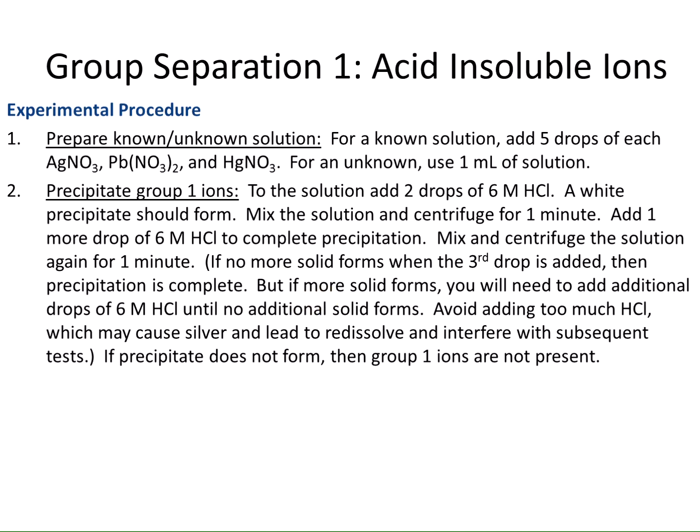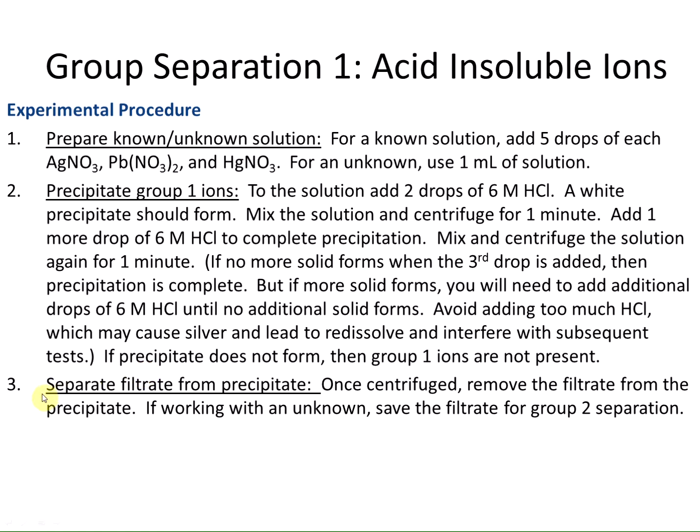So you will need to add additional drops of 6 molar HCl until you see no more solid forming. But be careful, remember you don't want to add too much HCl because that may cause the silver and lead to redissolve and interfere with subsequent tests. Now if precipitate does not form, then group 1 ions are not present.